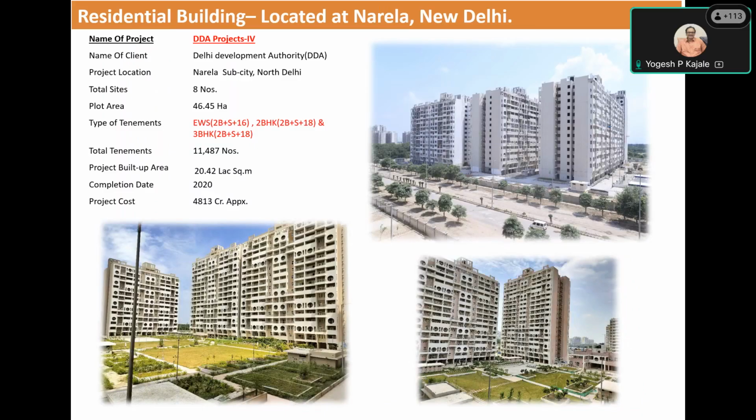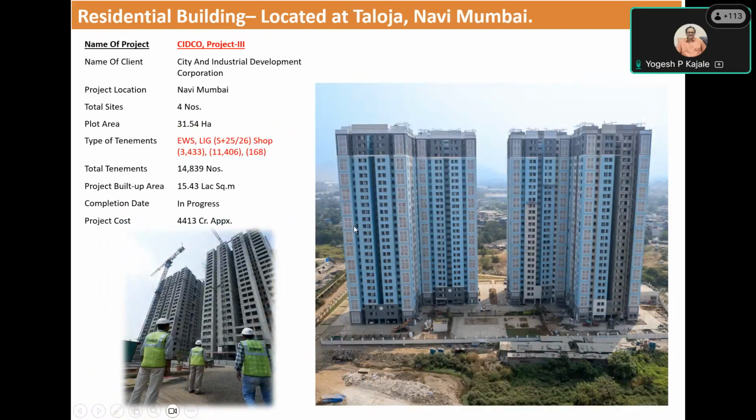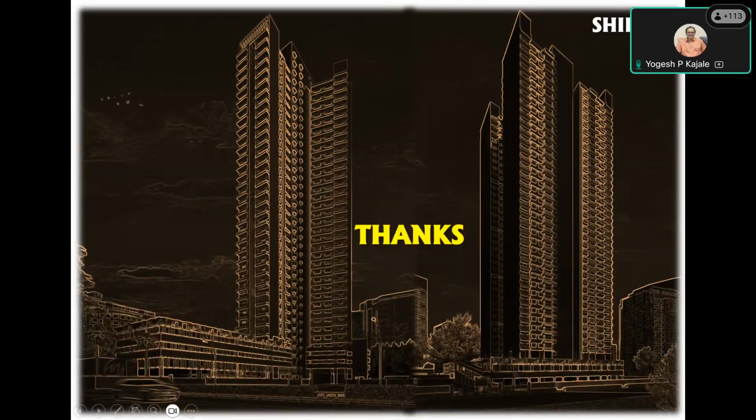And these are the actual photographs of buildings completed in Delhi. So in elevation or feature, nothing prohibits precast construction from being used. So anything and everything is possible. That's it.